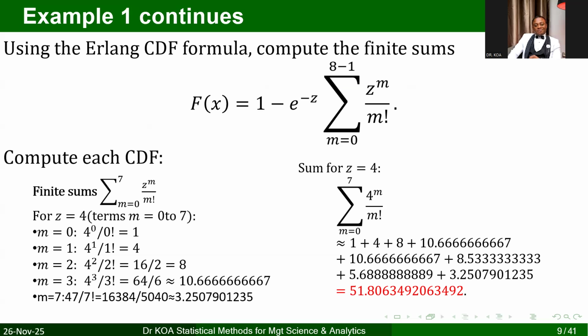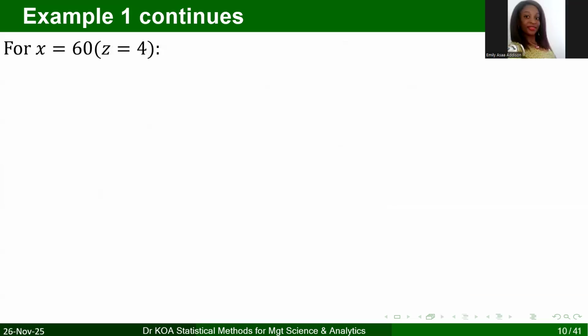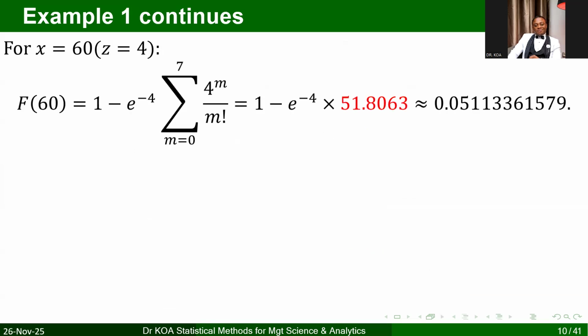Let me see which one of you is finishing first. Okay. I got 0.05. Okay, so that is similar to that. So when you do for the z, you're going to get approximately 0.051. Very good. Do for the 8 as well.